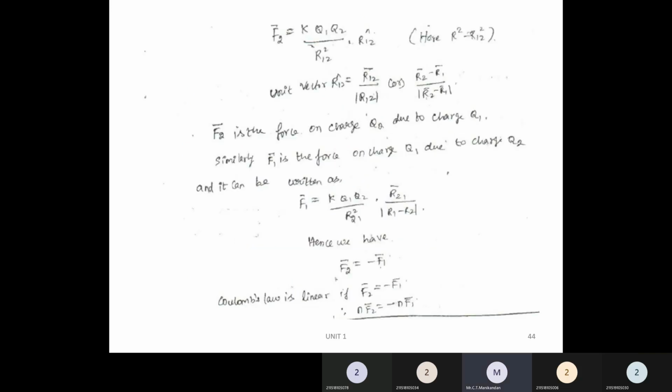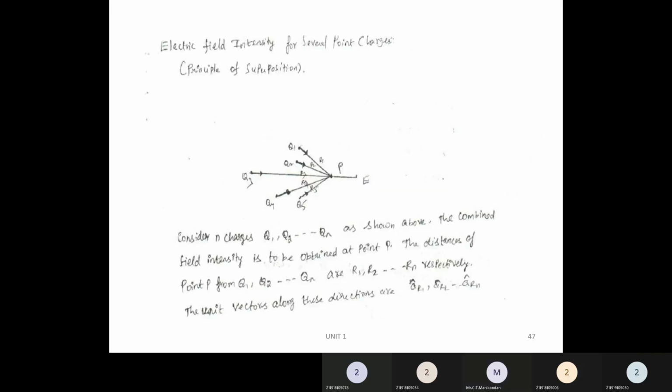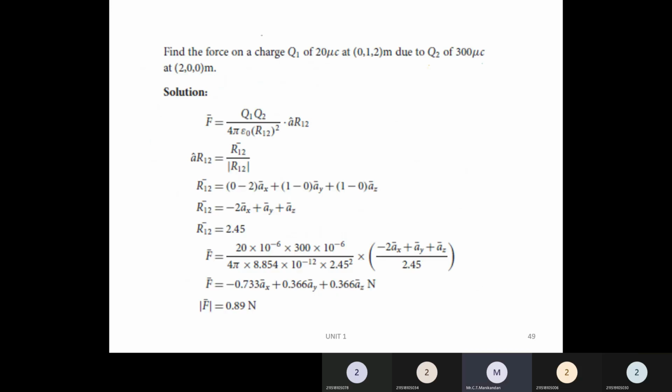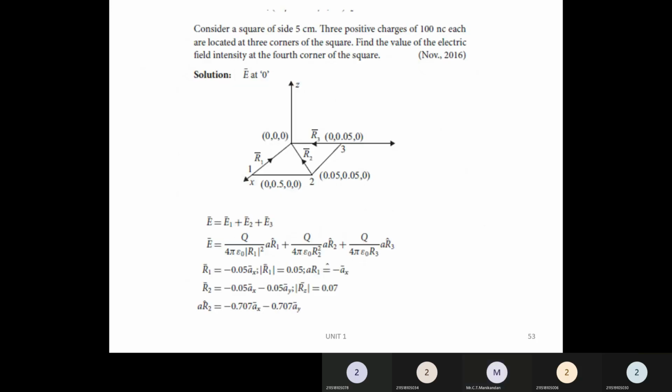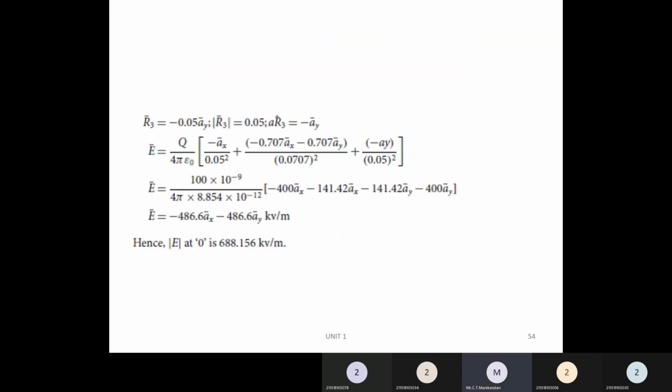These are the things we have seen about the principle of superposition of charges. That we have a point charge. If we have several point charges, we can find the electric field because of those several point charges. The problem also we have seen. So the next one we can go for is the line charge.